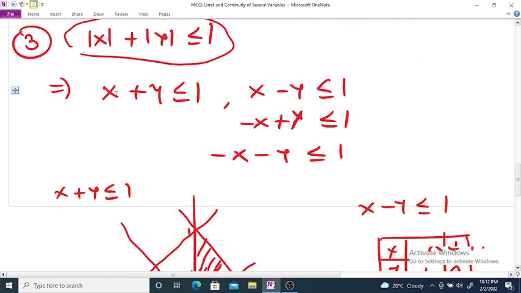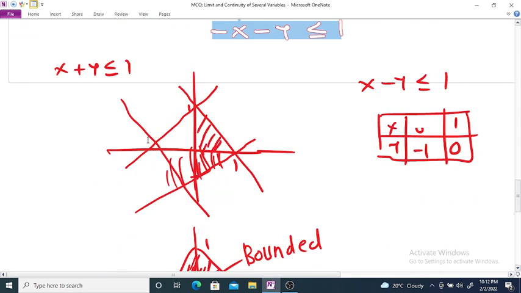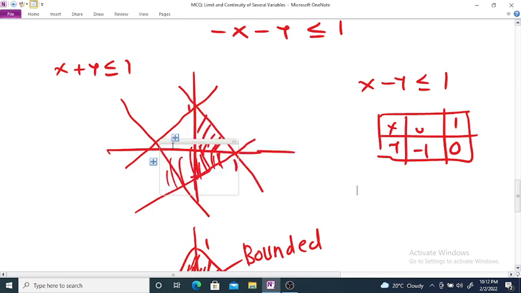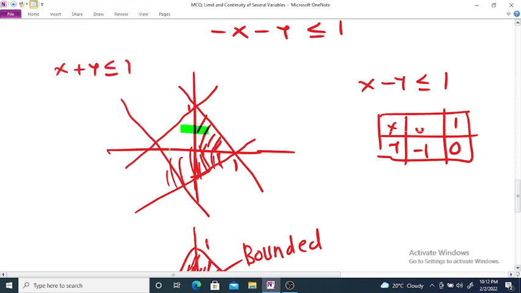If you draw the geometrical representation of these 4 equations, you get such a diagram, and it contains the points inside the region. This is the region satisfying mod of x plus mod of y less than or equal to 1. We can observe that each of these elements is less than or equal to 1 and greater than or equal to minus 1. So this set is a bounded set.